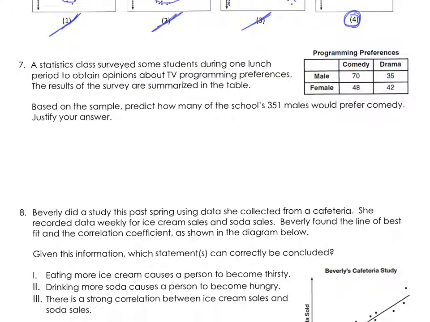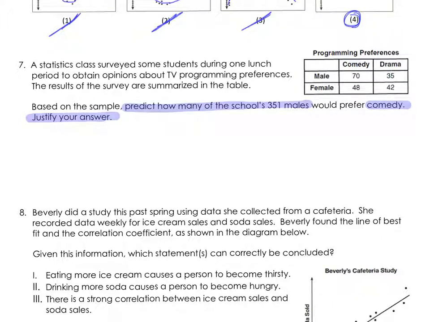We'll do one more together. A statistics class surveyed some students during one lunch period to obtain opinions about TV programming preferences. The results of the survey are summarized in the table. Based on the sample, predict how many of the school's 351 males would prefer comedy. And then we need to justify, which means that we need to have math to back up our answer.